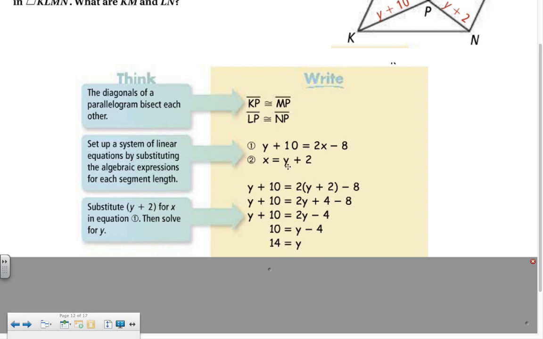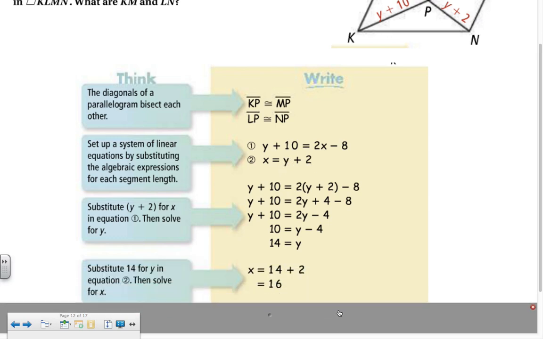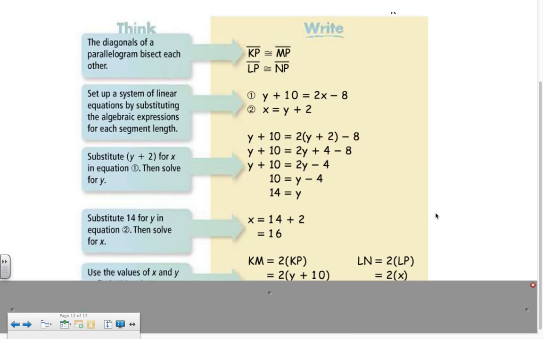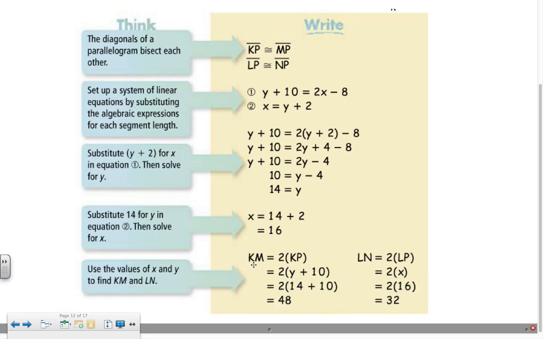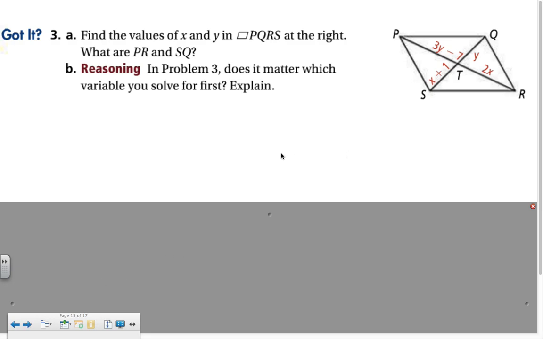Now I know that y is 14. I can plug it back into one of my originals, 14 plus 2, and get what x is. x is 16. So now I know that y is 14, x is 16. I can plug it back in to get that the length of KM is 2 times y plus 10. So I get KM is 48, and I get LN is 32, just by plugging it back in. So using substitution or a system of equations to solve is another way to do this.